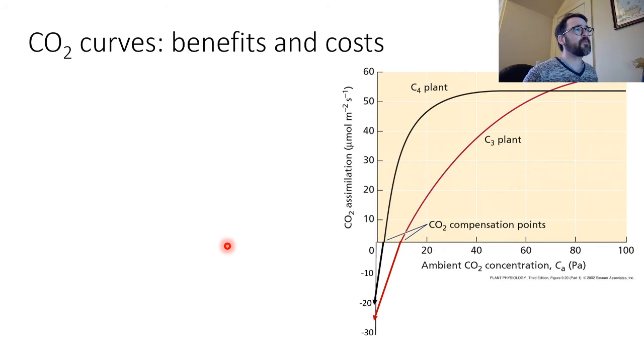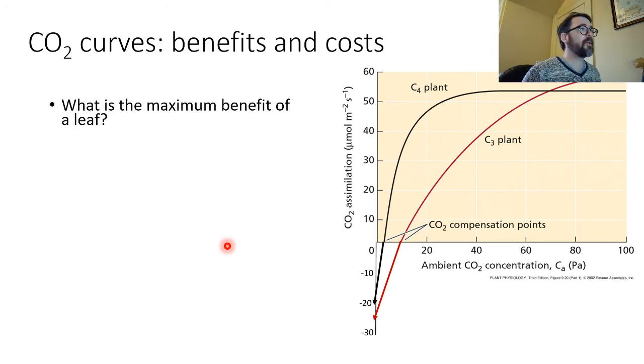So what I want you to do right now, this is going to be a really quick video, is I want you to think about these questions and answer the survey on Blackboard, and then we'll pick this up on the other side. So given this picture, what is the maximum benefit of the leaf? And let's say that it's either plant, the average plant shown on this graph. What is the maximum benefit of a leaf? What units is this in?